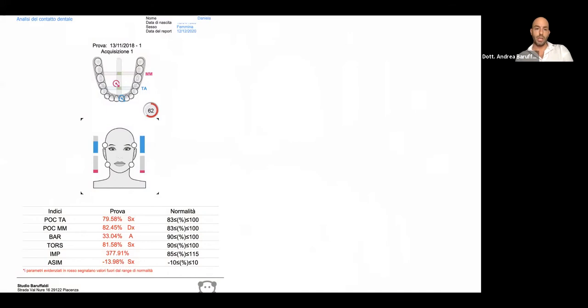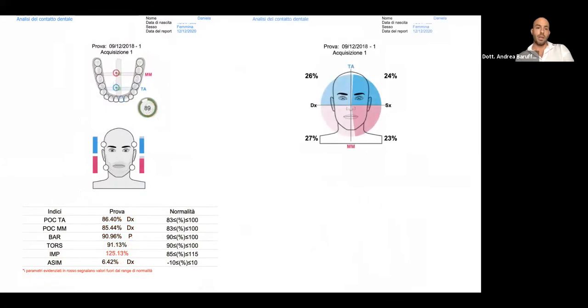Look how it changed after I managed some of the abrasions. The improvement is clear. The impact is still high, but compared with the initial exam, it is better for sure.